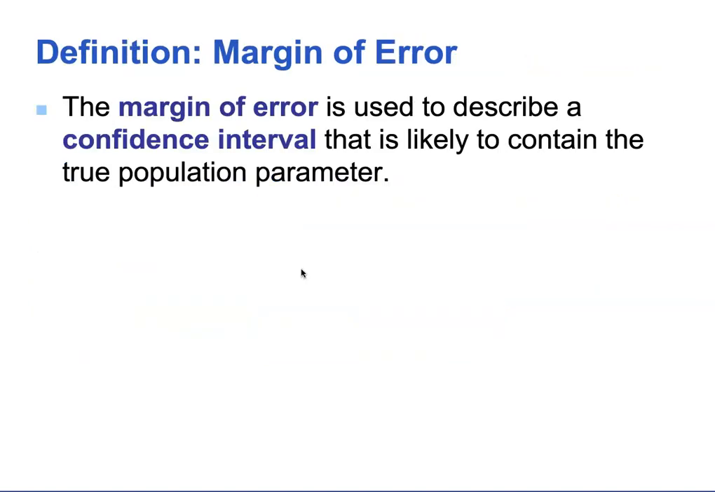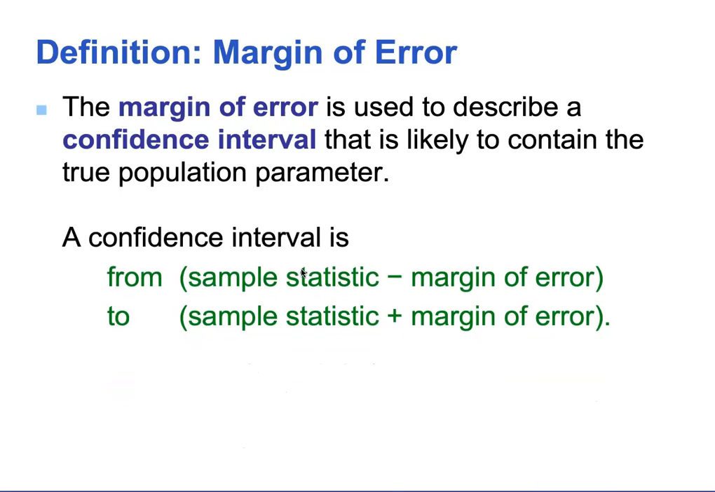Definition of margin of error. The margin of error is used to describe a confidence interval that is likely to contain the true population parameter. A confidence interval is from the sample statistic minus the margin of error to the sample statistic plus the margin of error. So your confidence interval goes from one percentage to another.